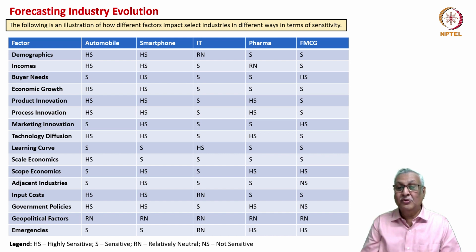In pharma, you will see high sensitivity to product innovation, process innovation, emergencies, government policies, scope economics in a very striking manner. We have again seen that pan out in the case of pharmaceutical industry post COVID entry situation. FMCG is a defensive sector. It is sensitive to many factors and highly sensitive to marketing innovation, buyer needs, scope economics, and emergencies.